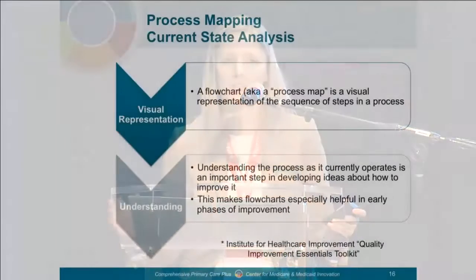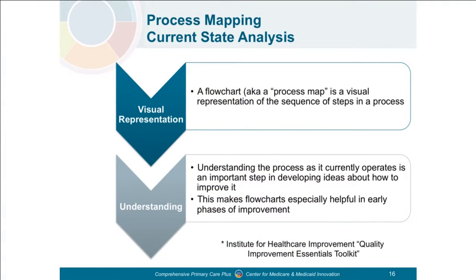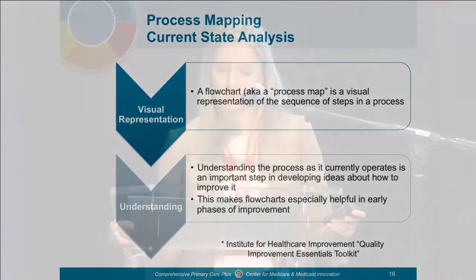So the current state analysis. Like I said, that visual representation, that flow chart or process map, is a visual representation of the sequence of steps. And it really leads to that understanding of the process as it currently operates. This is an important step to developing ideas about how to improve it. So this makes process maps really useful in the early stages of improvement because they allow you to see your workflows as they are.